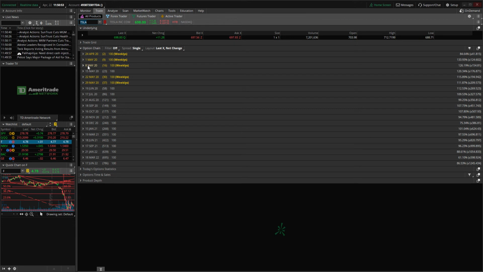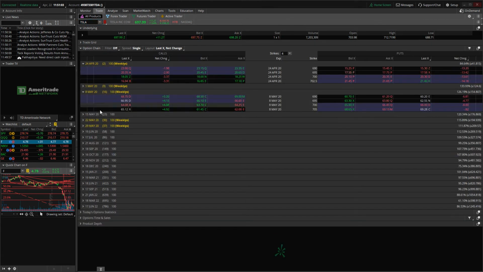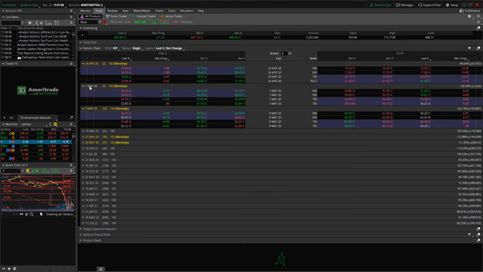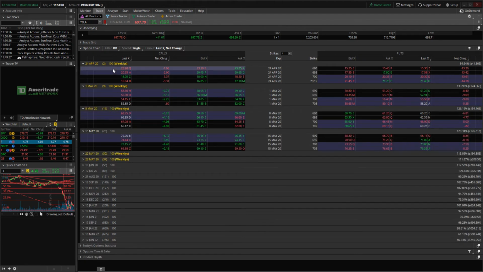So on the options chain, this is where you have all of your expiration dates. You've got your Aprils all the way to June of 2022. So let's say that we want to check out the options for April and May. So here we go. These are our nearest 4 options contracts. On the left side we have calls. On the right side we have puts.